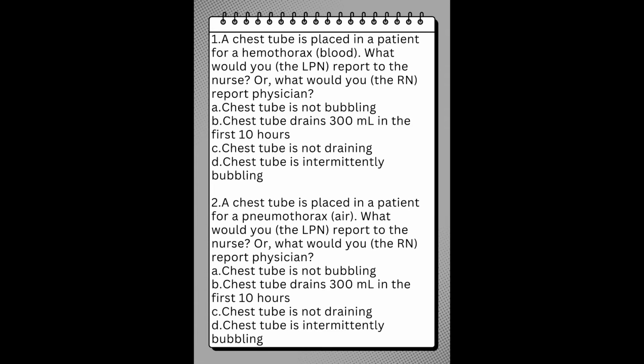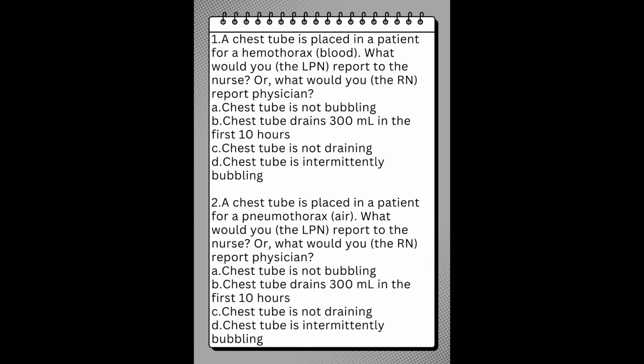B says chest tube drains 300 ml in the first 10 hours. Drains. So it means that the chest tube is draining. We don't need to report that because it is working. Now C says chest tube is not draining.